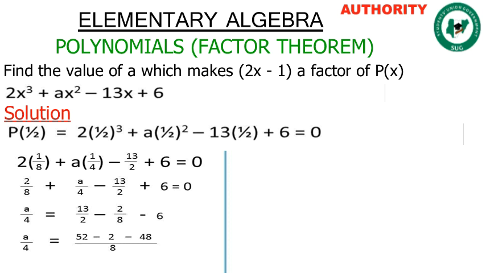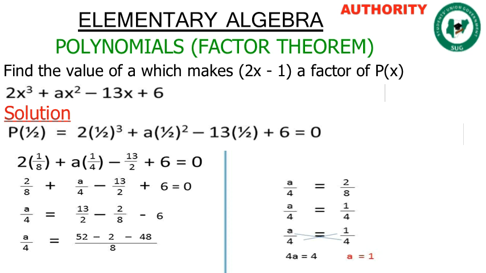Now let's look for the LCM. LCM is equal to what? 8. So we're going to say 8 divided by 2 will give us 4. 4 times 13 will give us 52. Okay, now 8 divided by 8 is 1. 1 times 2 will give us 2. And then 8 divided by 1 will give us 8. 8 times 6 will give us 48. So we are having 52 minus 2 minus 48 all over 8. Okay, so 52 minus 2 will give us what? 50. 50 minus 48 will give us 2. So we have 2 all over 8. So we have a all over 4 is equal to 2 all over 8.